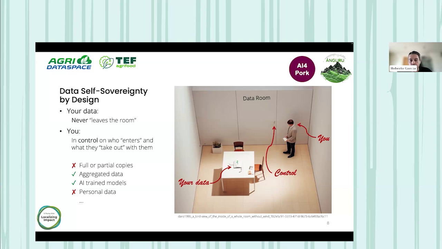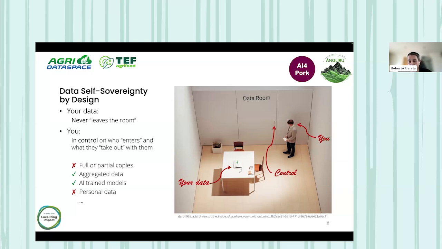And the idea is that you have your data in one of these data rooms. Let's say this is your production data, the yields that you are generating, everything that is collected in your field. And it's you who decides which algorithms, for instance, to compute optimizations or make recommendations, can go into this digital room, and you also control what these algorithms take out with them. They cannot take full copies or partial copies of the data. This way you also guarantee checking that there is no personal data.